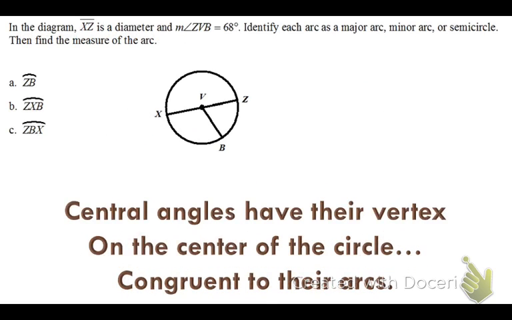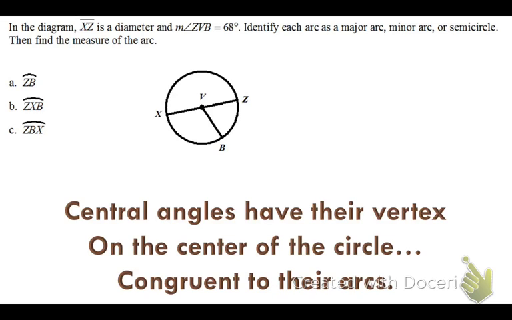All right. We have this portion. This is called a central angle. What makes it a central angle? V is in the middle. Okay. Central angles have their vertex on the center of the circle. It's literally on the screen if you read. They're congruent to their arcs.